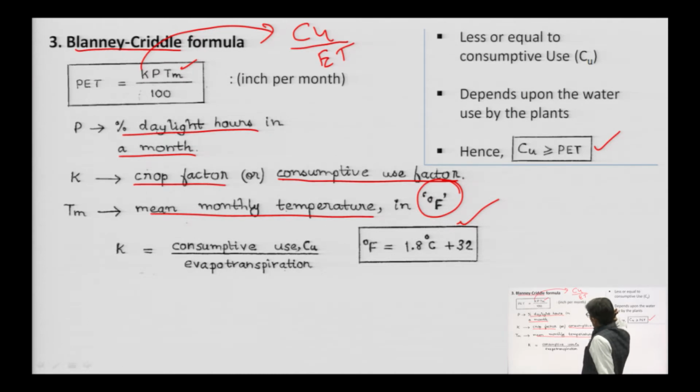And PET is always less than or equal to consumptive use, and it depends upon the water used by the plants.